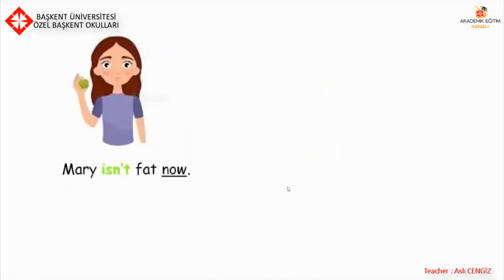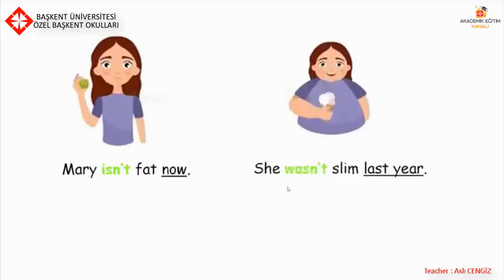Mary isn't fat now. She wasn't slim last year. It is about the present time, so we used isn't with Mary. But this is about last year. It is about the past, so we used wasn't with she.